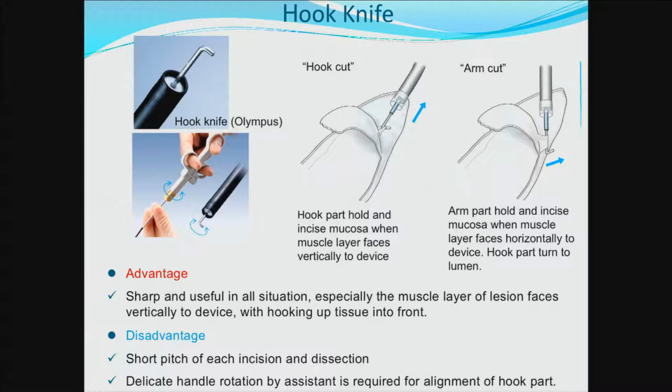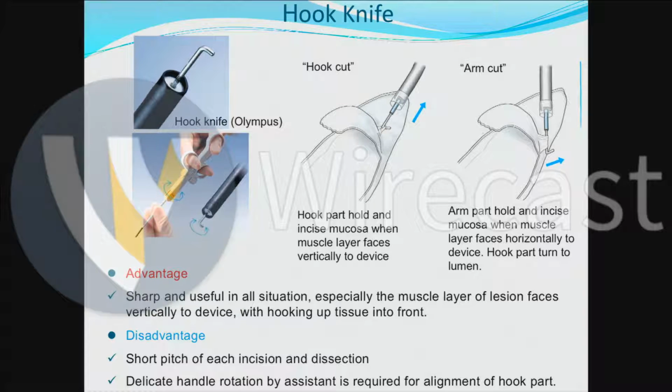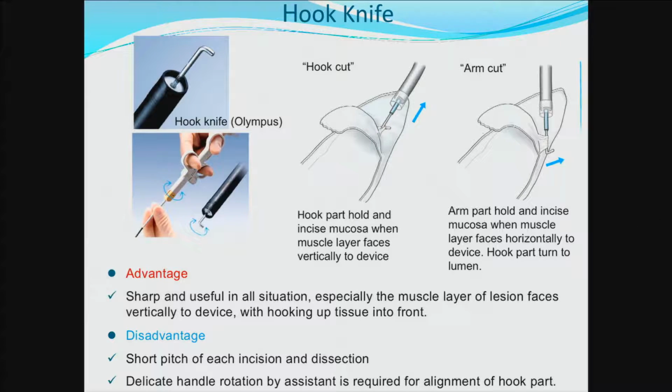Hook knife has the advantage that it is sharp and useful in all situations, especially the muscle layer region facing vertically to the device, picking up tissue toward the front. Actually, the hook part holds the inside mucosa when the muscle layer faces vertically to the device. Its arm part holds the mucosa forward and inside when the muscle layer faces horizontally to the device. Hook part turns to the lumen; this is arm cut.